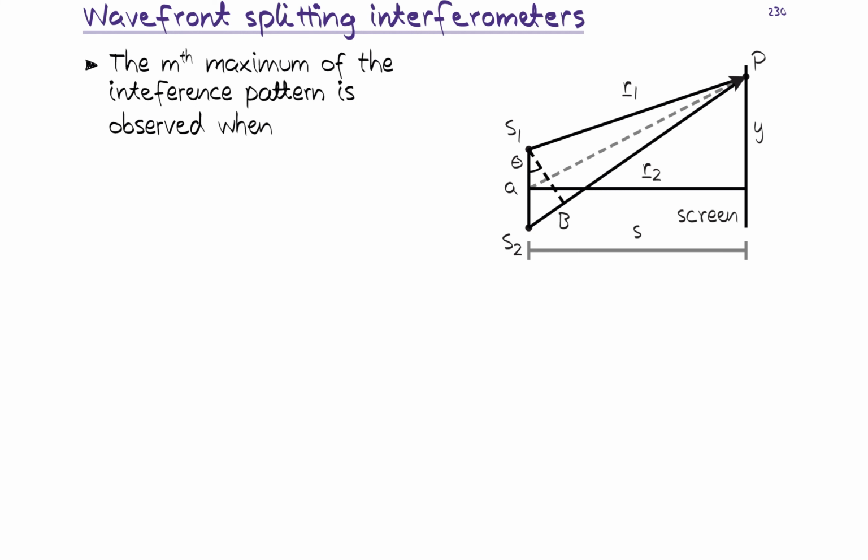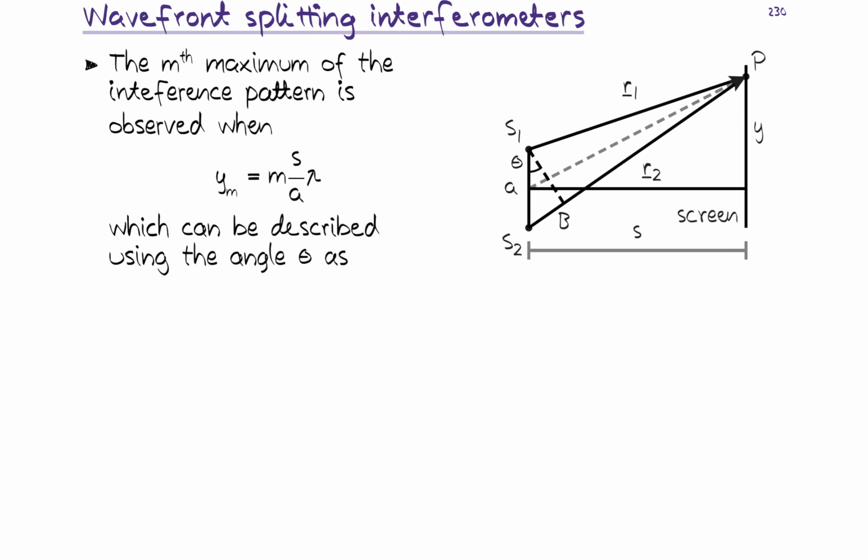So the mth maximum of the interference pattern occurs when y_m is equal to m times S per A times lambda. And of course, we can write this in terms of the angle theta. The angle theta_m related to the mth interference order is simply m times lambda per A. And this is everything we need to know about the interference of Young's double slit for now.